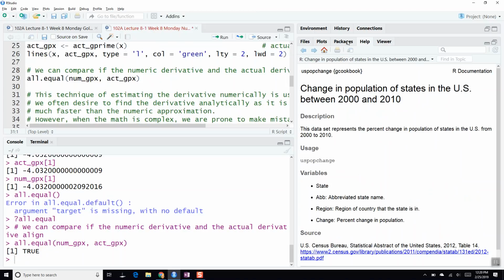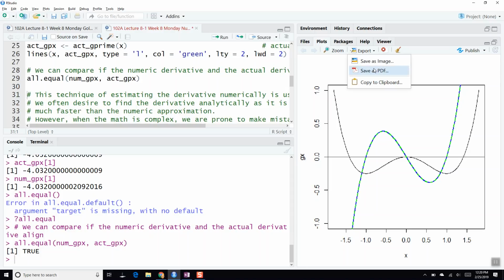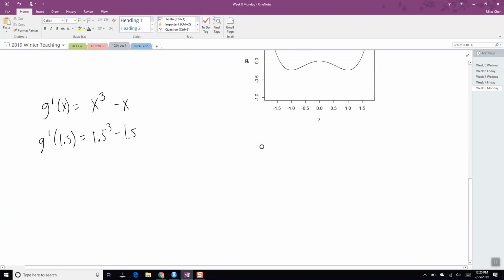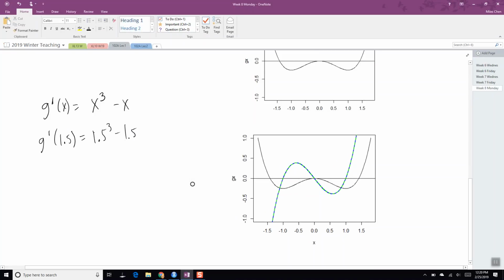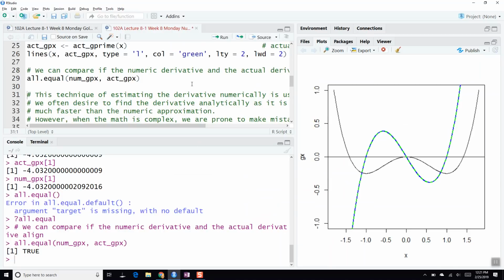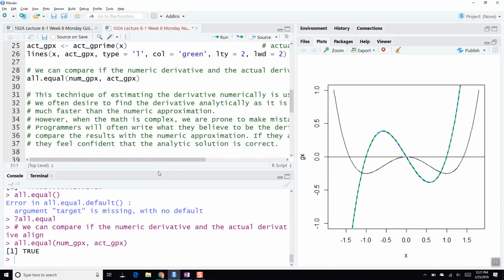So we've got this thing. I'm going to go ahead and copy this to the clipboard and put this in here. And we'll say, okay, the blue is the numeric derivative, our numeric approximation. And then the green is the actual derivative, at least as accurate as floating point can give us. Okay, so that's good.